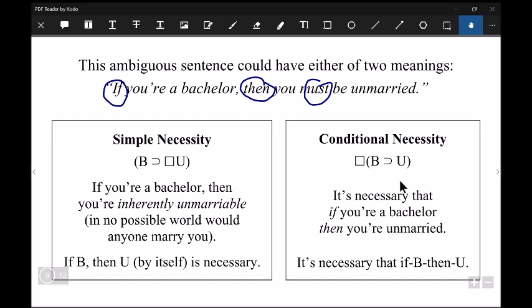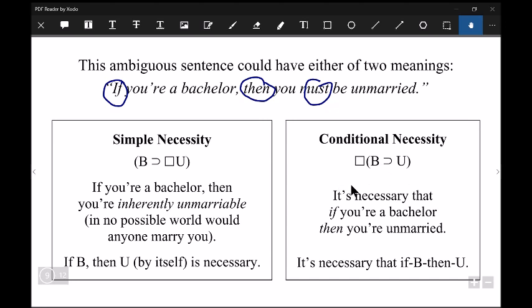Whereas the conditional necessity says what is necessary isn't that you're unmarried, but it's the connection between being a bachelor and being unmarried. It's necessary that if you're a bachelor, then you're unmarried. So what's necessary is the whole if-then, the connection between the parts. This is more likely true because by bachelor we mean something like unmarried adult male. So this is true by virtue of what we mean by bachelor. It's necessary that if you're a bachelor, then you're unmarried.